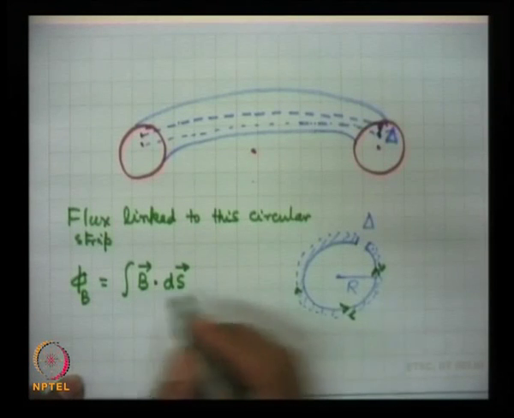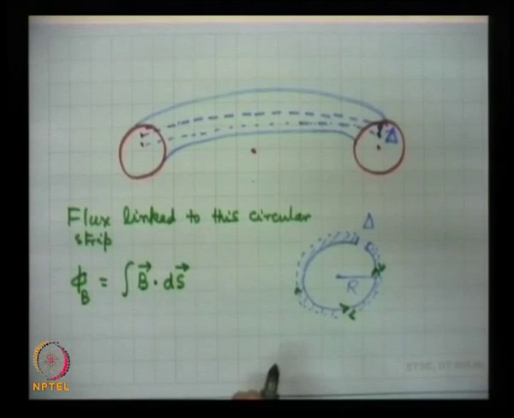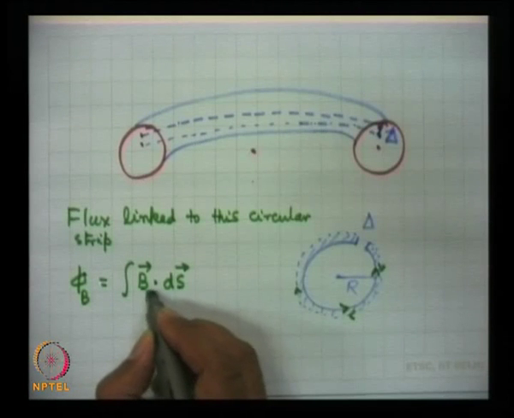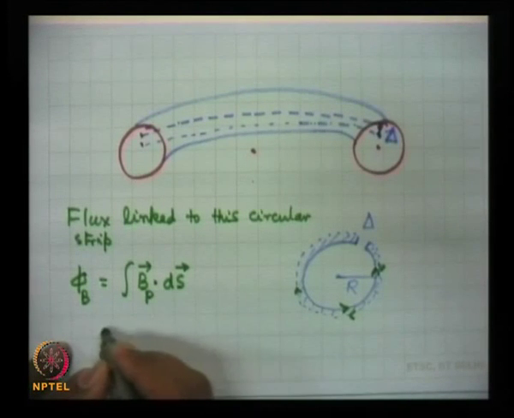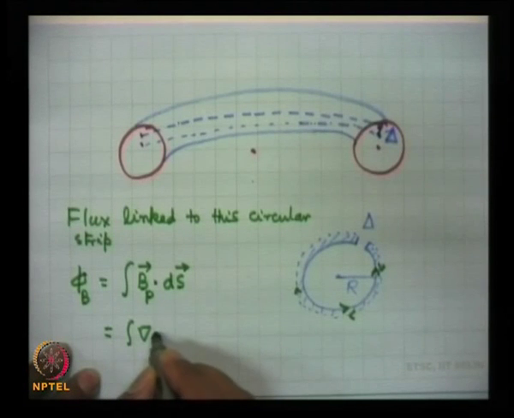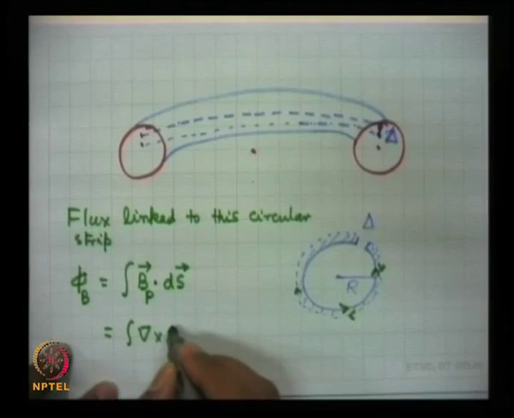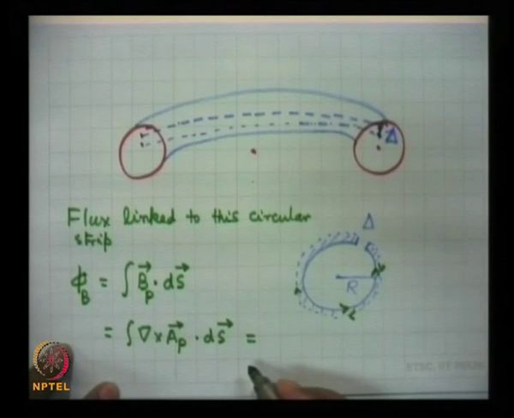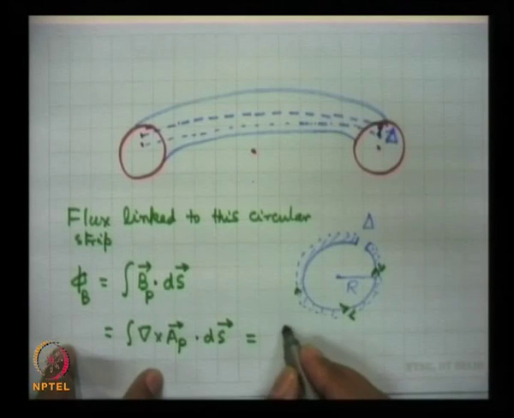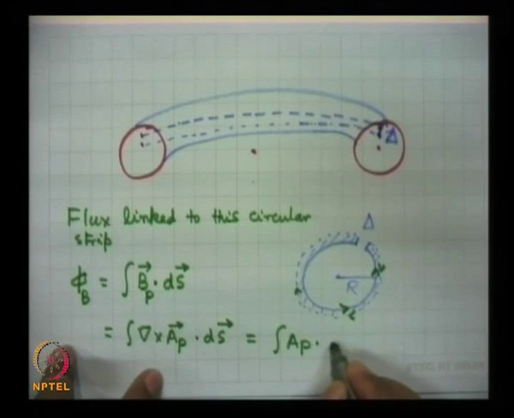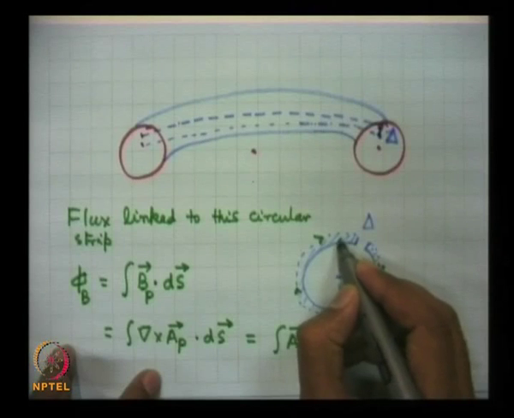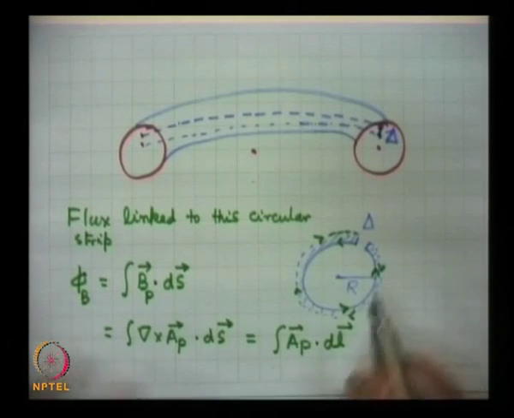Now this B, because this entire strip is tangential to phi, only the poloidal magnetic field will contribute to this, but BP is expressible as curl of AP, the vector potential, dot dS. Using Stokes' theorem, I can convert this into a line integral which is equal to AP dot dl. This is a line integral. The path of the line integral I have demonstrated here. This path goes here.